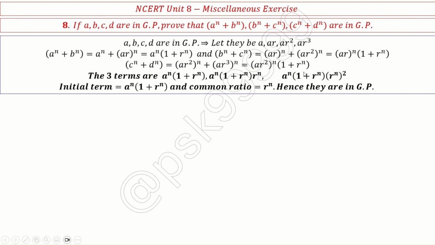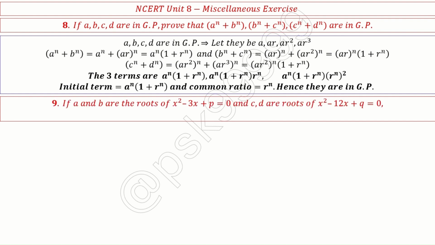So for this, if I form this as a GP, then what will be the GP? a to the power of n into 1 plus r to the power of n, comma, a to the power of n into r to the power of n, then r to the power of n whole square. So my initial term is a to the power of n into 1 plus r to the power of n. Common ratio is r to the power of n. Okay, so you can easily prove they are in GP.